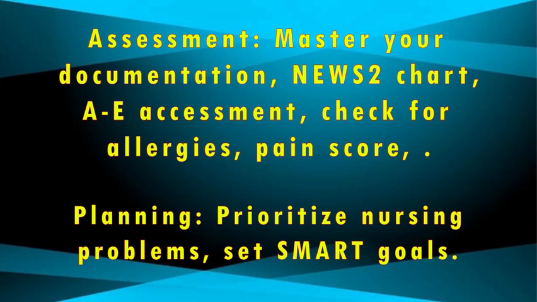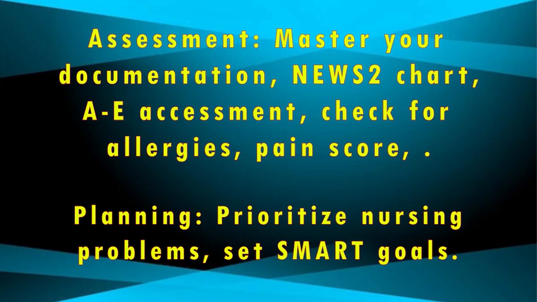Very, very important. Master your documentation, your NEWS 2 chart. Know how to chart it correctly, all the details, ensure that they are all complete, because if one aspect of this is not filled, it's automatic fail, and we don't want that to happen. Okay, so know that you're going to be doing the A to E assessment. If you check your marking criteria, there's what we call the A to E assessment. Sometimes some people fail because they have incomplete A to E assessment. So ensure that your A to E assessment is complete. Then do your allergy check, very, very important, and then pain score.